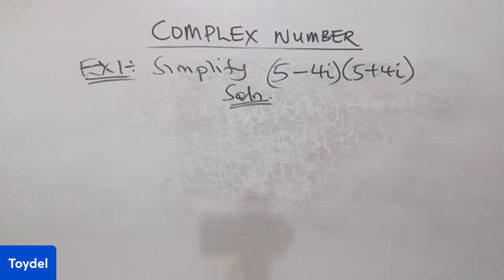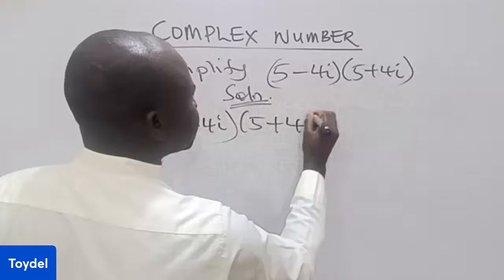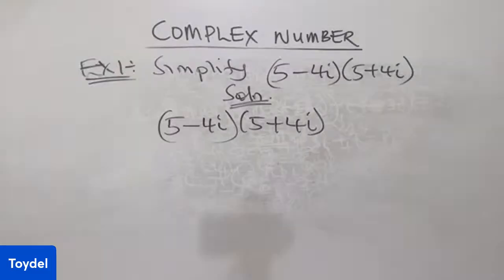I want us to concentrate. How do we solve this? Of course, we are going to open up. We have 5 minus 4i into bracket 5 plus 4i. That's what we are given. How do we solve this?